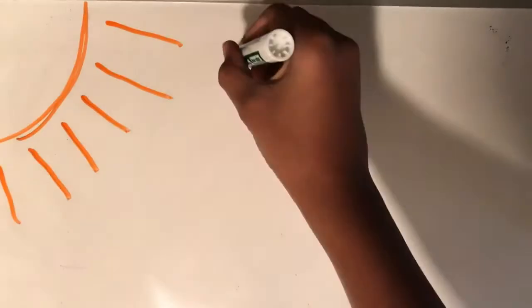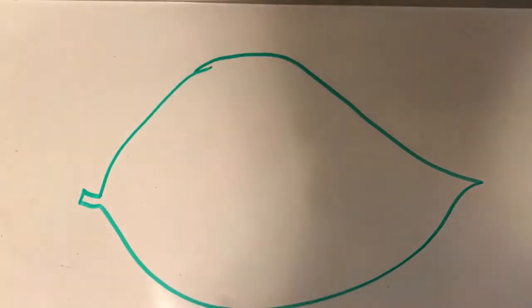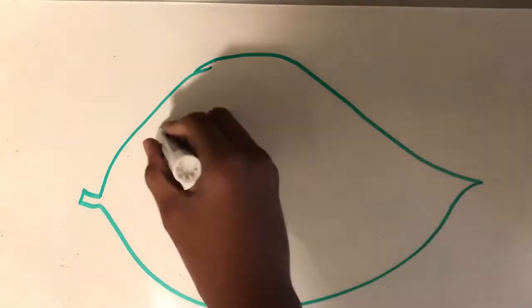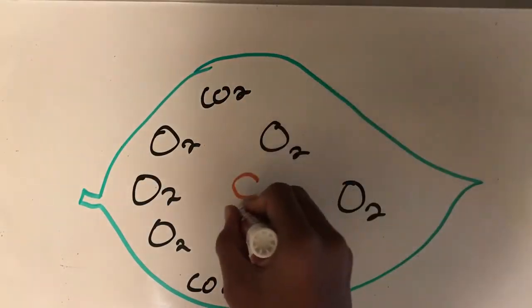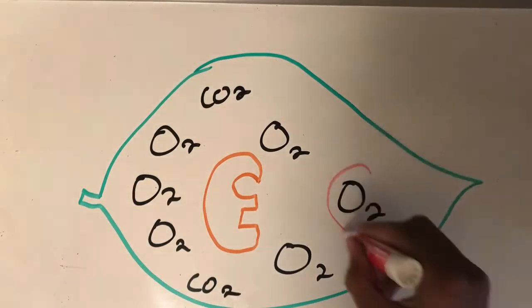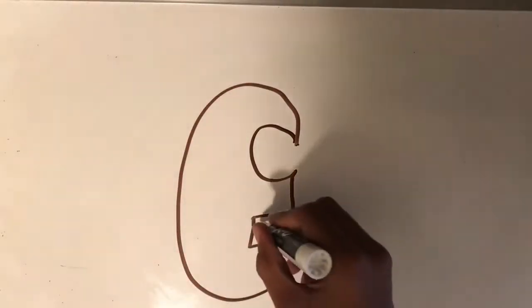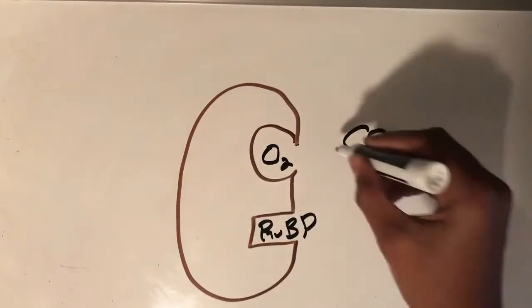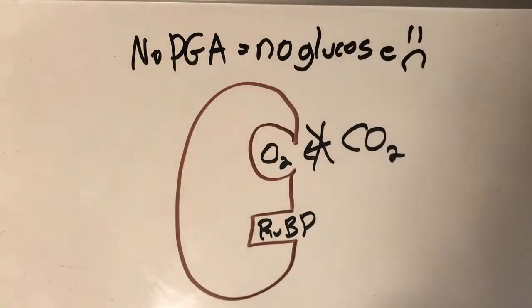When it is hot outside, the stoma closes to preserve water. Stoma are the pores under a leaf that take in carbon dioxide and release oxygen. Naturally, oxygen builds up in the leaf because there is no way out. This results in Rubisco accepting oxygen instead of carbon dioxide. So, there is no room for carbon dioxide to be accepted into the Rubisco. Without carbon dioxide, PGA cannot be formed, which delays the production of glucose.